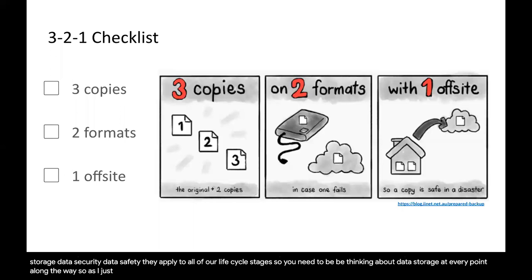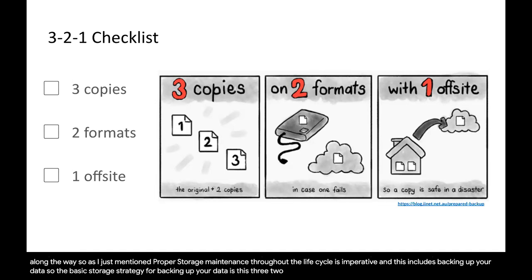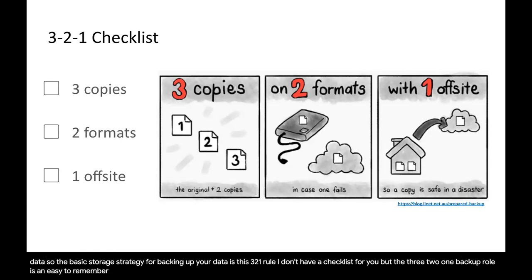So as I just mentioned, proper storage maintenance throughout the lifecycle is imperative. And this includes backing up your data. So the basic storage strategy for backing up your data is this 3-2-1 rule. I don't have a checklist for you, but the 3-2-1 backup rule is an easy to remember acronym, and there are 3 easy steps for this common approach to keeping your data safe in almost any failure scenario.